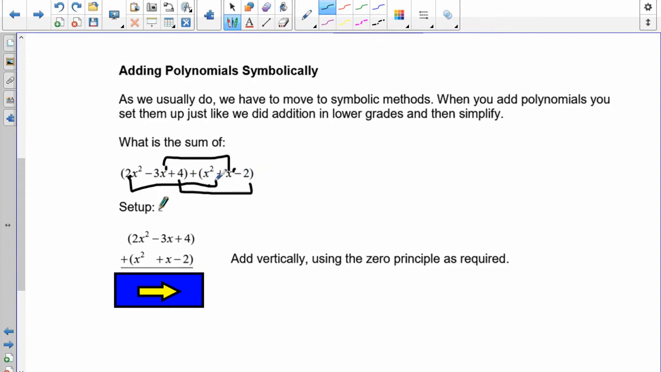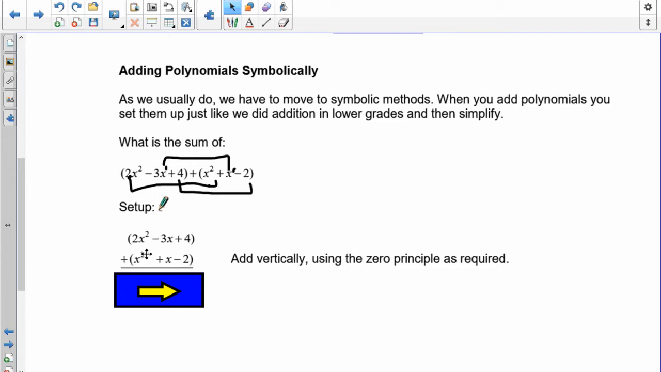So when we do this, we write the first one over top, and then everything underneath in the second polynomial goes under its matching term. So the x squared goes under the 2x squared, the x goes under the minus 3x, and the negative 2 goes under the positive 4. All we have to do now is just do some adding.